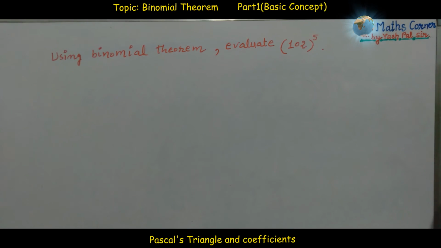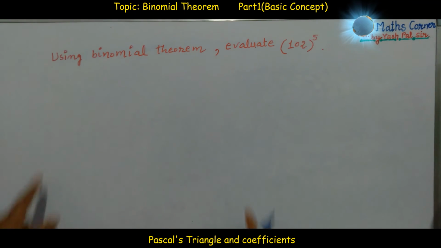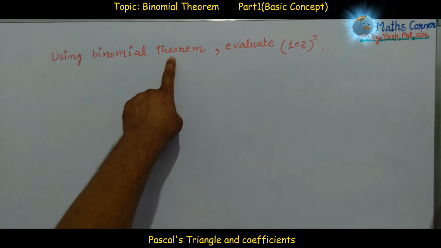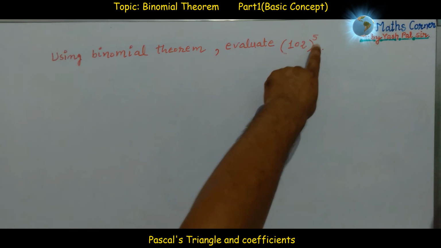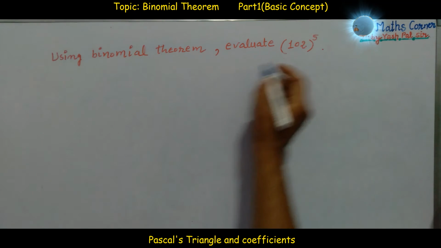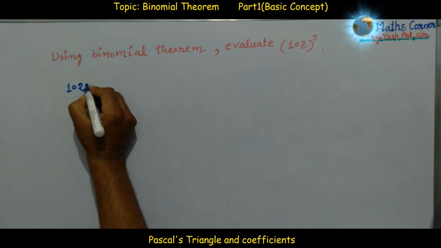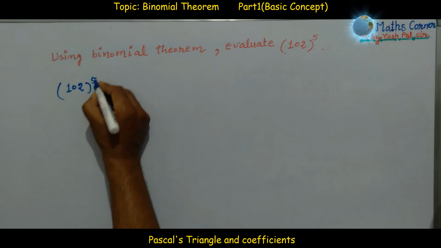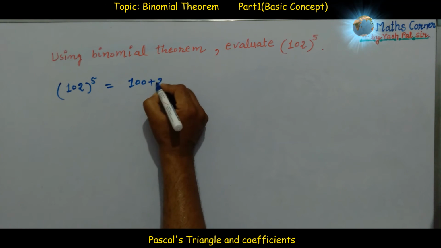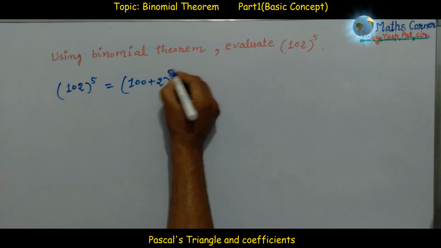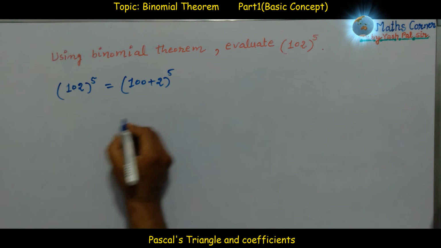Now based on this, let us have one example, one question. Using binomial theorem, evaluate 102 raised to the power 5. First of all, we write 102 whole raised to the power 5. This is equal to (100 plus 2) whole raised to the power 5. So what is the meaning of this?